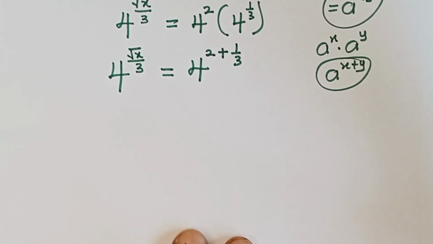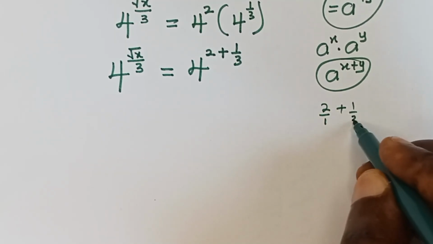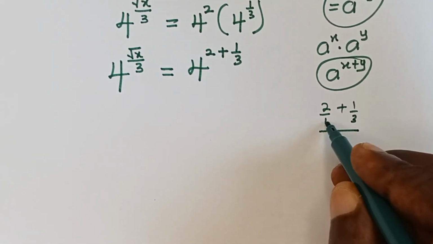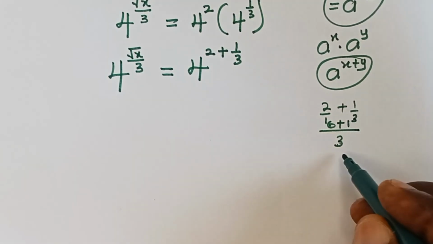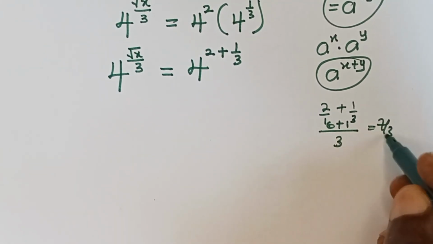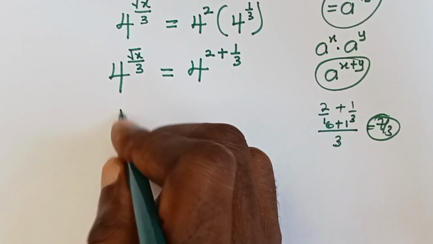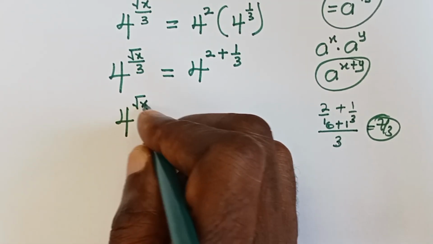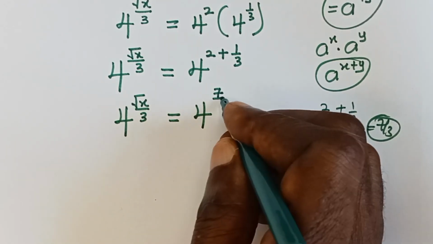Now what is 2 plus 1 over 3? You can quickly do that. 2 over 1 plus 1 over 3. LCM is 3. How many 1 is 3 times 2? 6. How many 3 can we see in 3? 1 times 1. So this becomes 7 over 3. Alright, so it means 2 plus 1 over 3 is 7 over 3. Right, 4 raised to power root x over 3 equals to 4 raised to power 7 over 3.